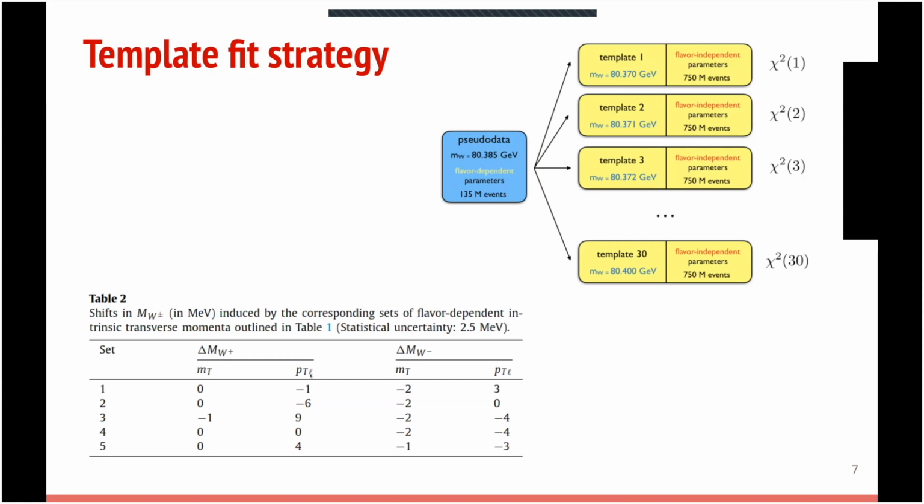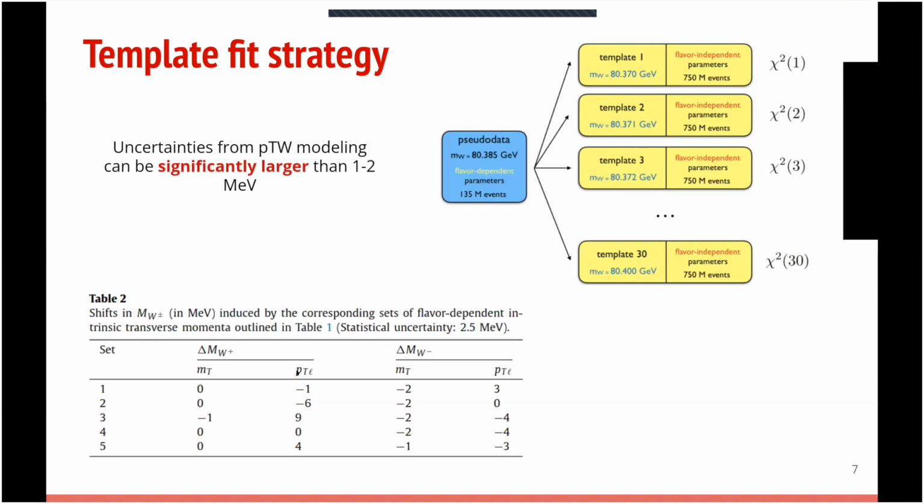Namely, there can be a shift in the value of the W boson mass that you fix by looking at either the transverse mass or the PT lepton distributions. You see from this table that actually our expectation was correct. We don't see basically an effect on the transverse mass distributions, both for W plus and W minus, but we do see an effect for the PT lepton distributions here.